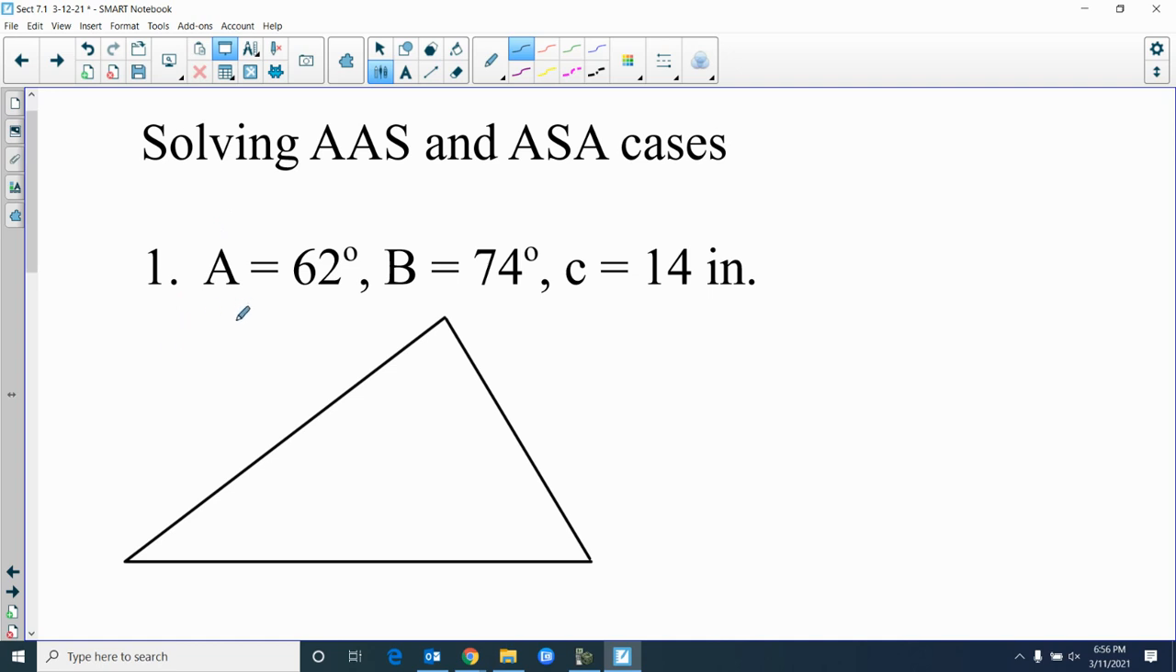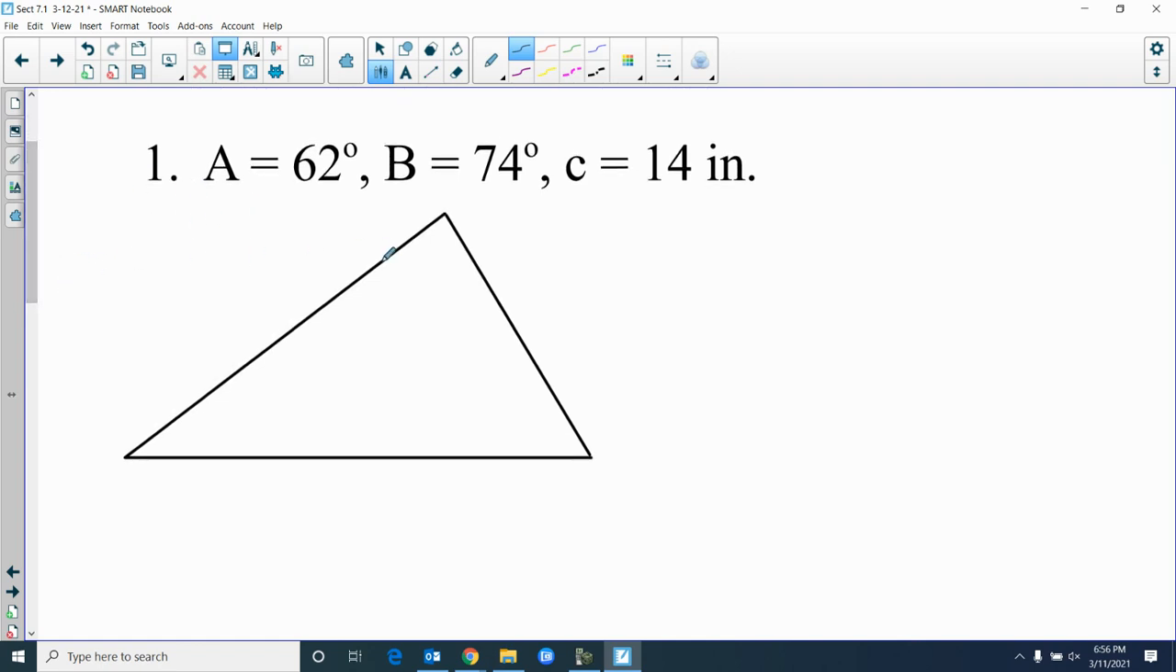Now I want you to solve this triangle. Anytime you're asked to solve a triangle, you need to basically find all missing sides and angles. I'm going to try and make this reasonable, so like 62 degrees, and this is 74. I'm going to label this A, this one B, and this one's going to be C. So 62 degrees will be here.